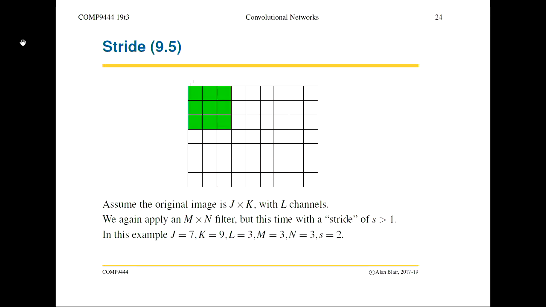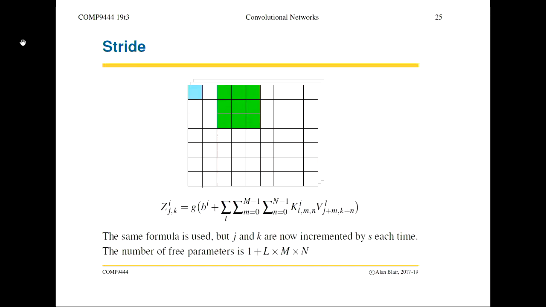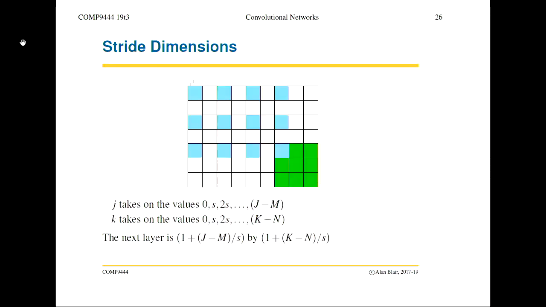So in this example, J is 7, K is 9, L and M are 3, N is 3, but the stride is 2. If you want to calculate the size of the next layer, it's 1 plus J minus M divided by S, and it's integer division, because if you go off the end, you just assume that it's padded with zeros somehow.